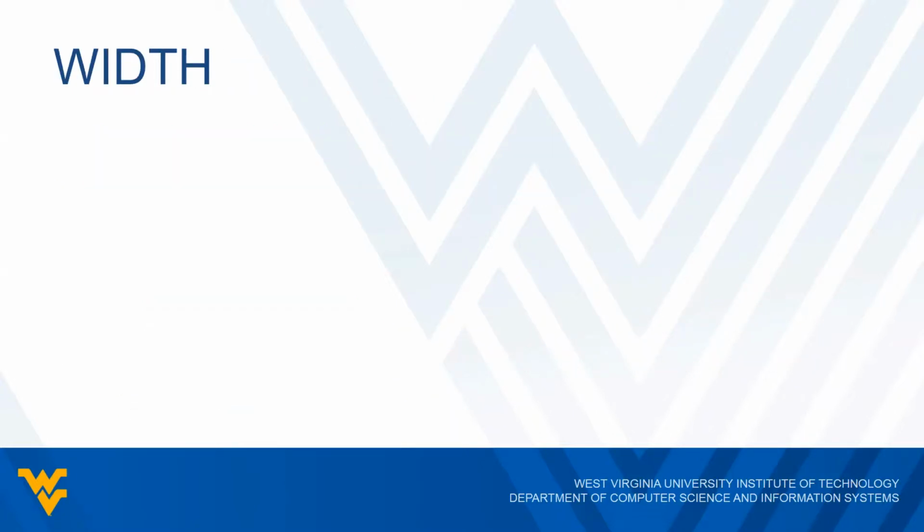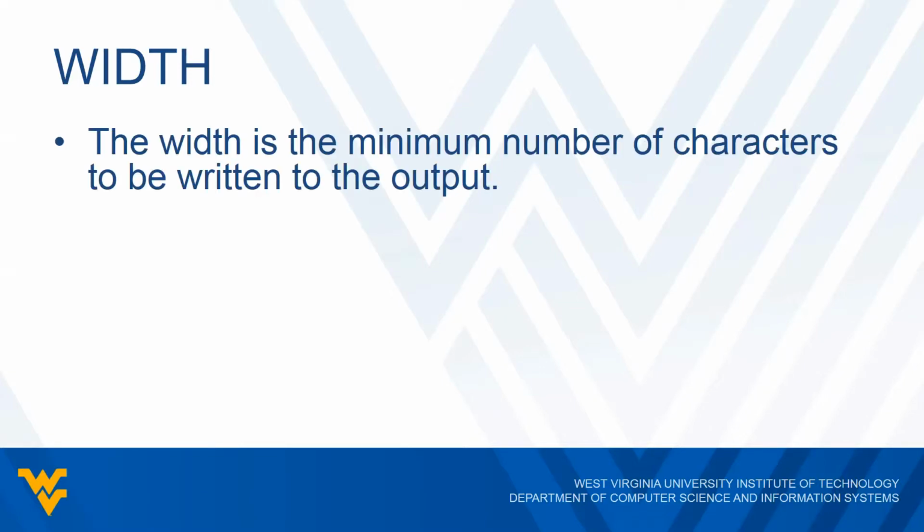We can even use the printf statement to specify the width and the precision when we print a particular number. So the width is just the minimum number of characters that would be written to the output. So what we're saying here is if we have some number, we can specify the minimum number of digits that we have to print.